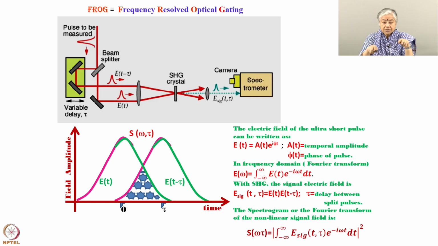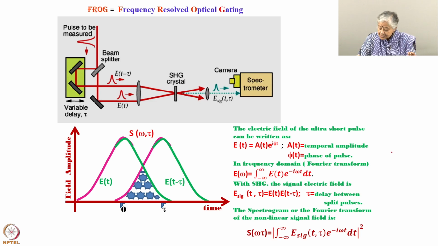Okay. So, why is it called a spectrogram? It is not called a spectrum. We are measuring the spectrum, but it is called the spectrogram because it is actually like a 3-dimensional thing.